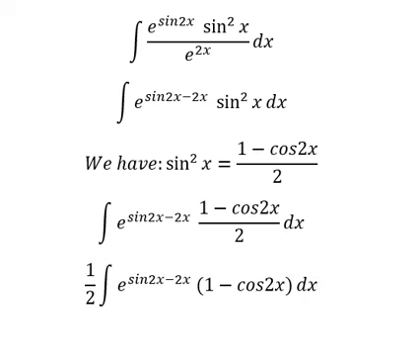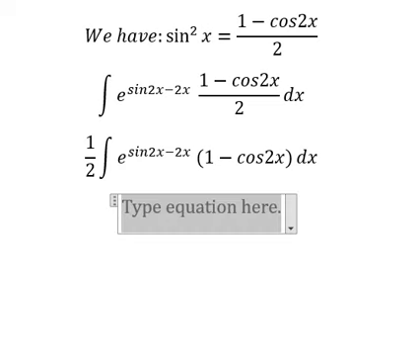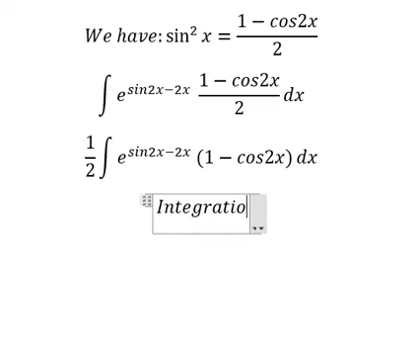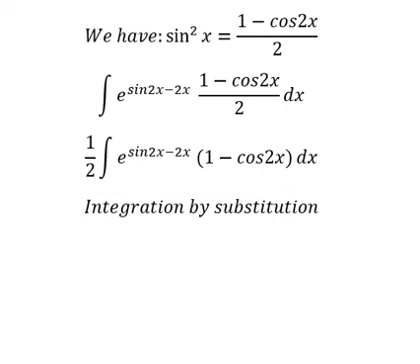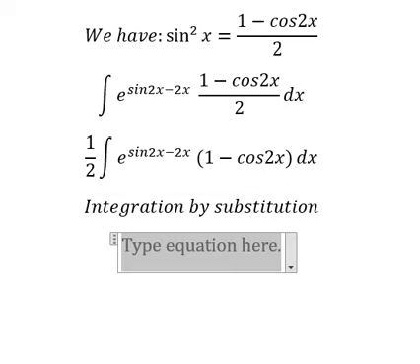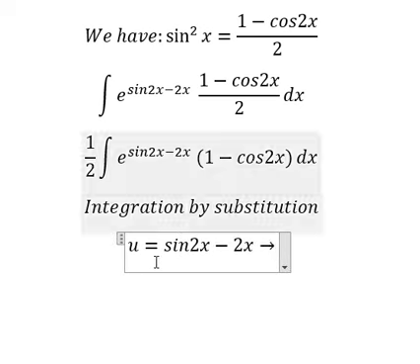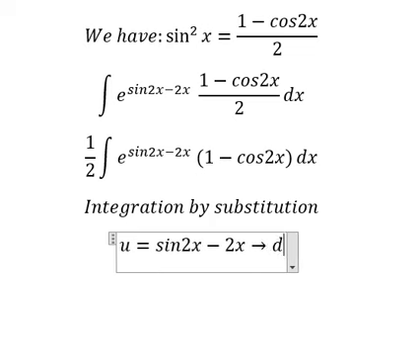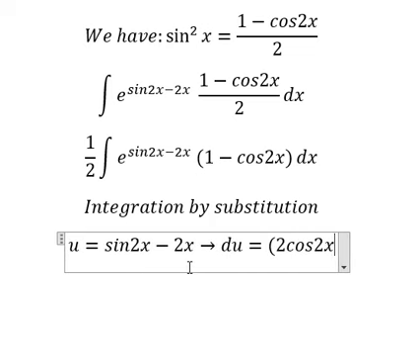Next, we can use integration by substitution. So I will put u equals sin 2x minus 2x. Next, we need to first take the derivative of both sides, and we have 2 cosine 2x minus 2. This one is about number 1.